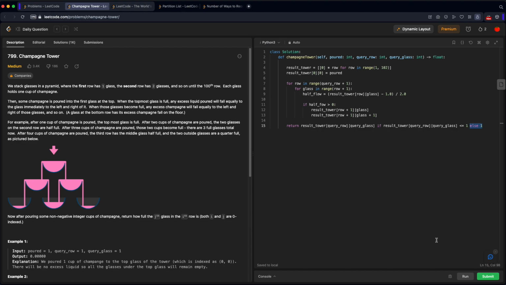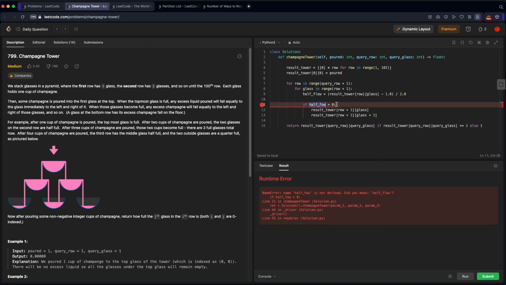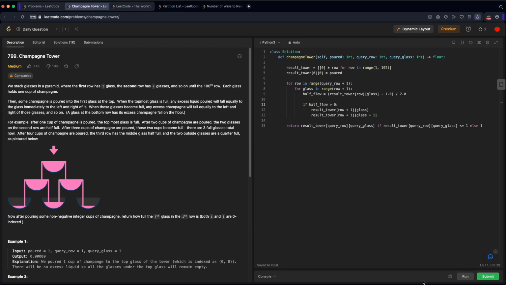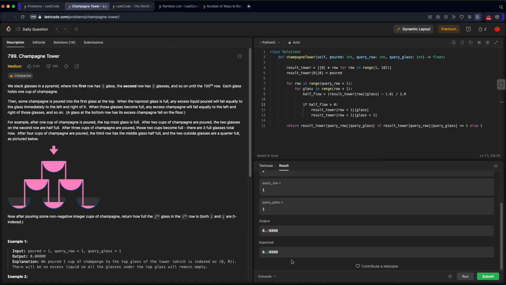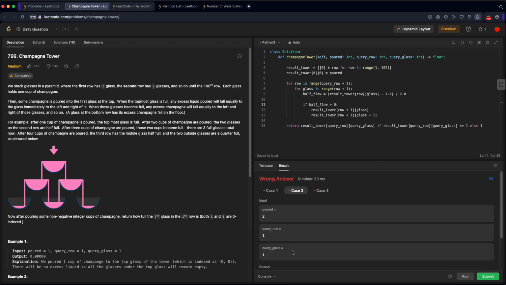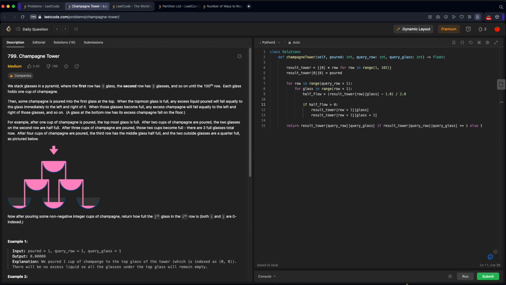All right, so I think this should do it. Let's try it. Half flow, not half flow. Half flow. And I'm missing something. What am I missing? Let's see. We return 0. We return 1. Looks like we're only returning zeros. All right, so what am I missing here? Oh, I'm not assigning anything. Duh. This is equal to the half flow.